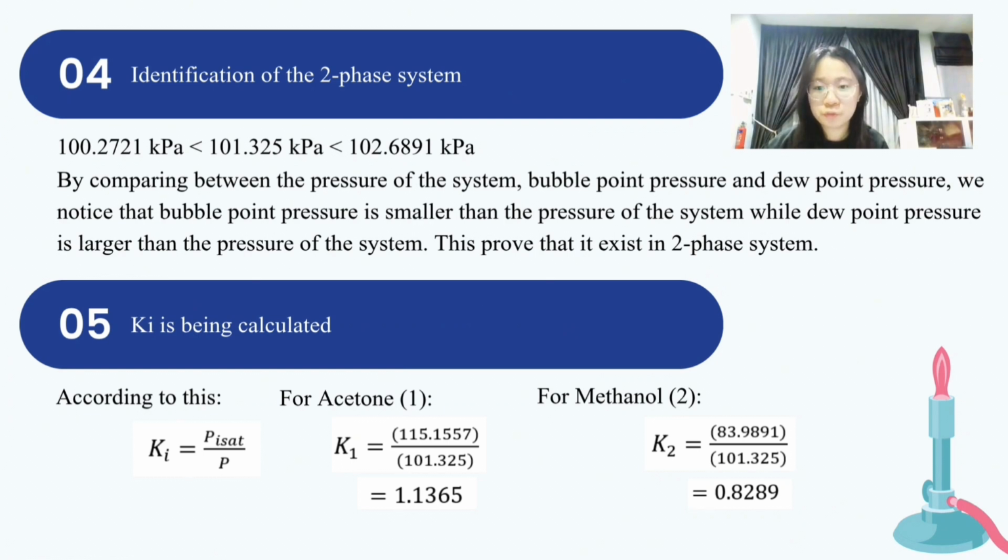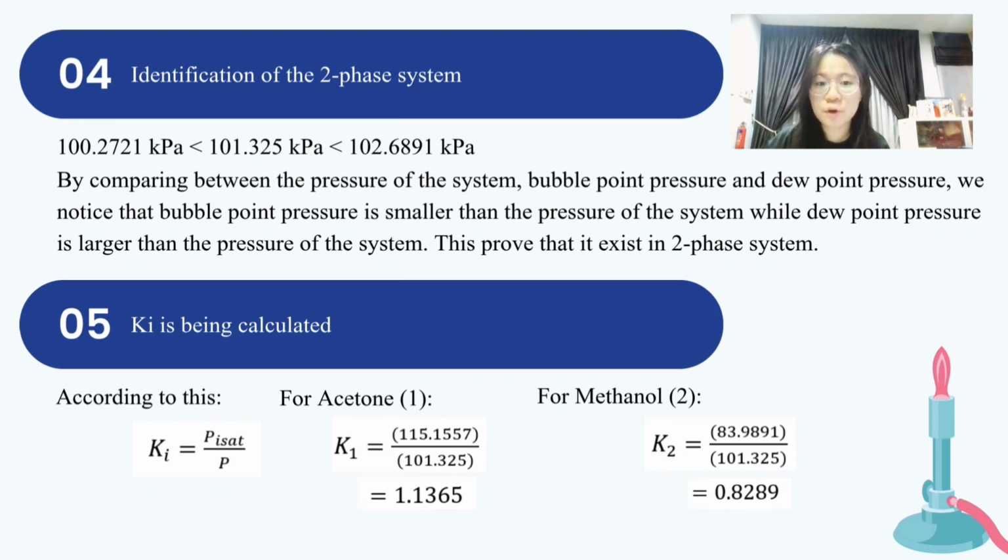Well, next we are moving on to step 4, which is very important, as we must confirm that a two-phase equilibrium region actually exists at our operating pressure by comparing the system pressure, the bubble point pressure, and also the dew point pressure. Because our system operating pressure falls squarely between the dew point and the bubble point pressures, we have verified that the mixture splits into a two-phase vapor-liquid system.